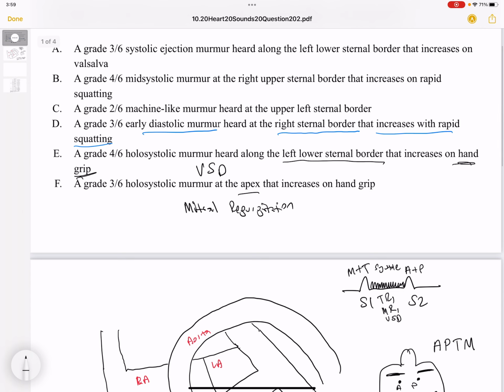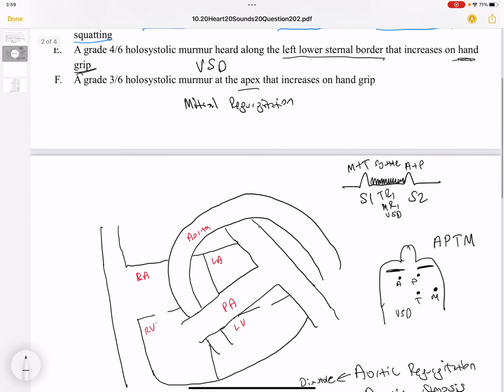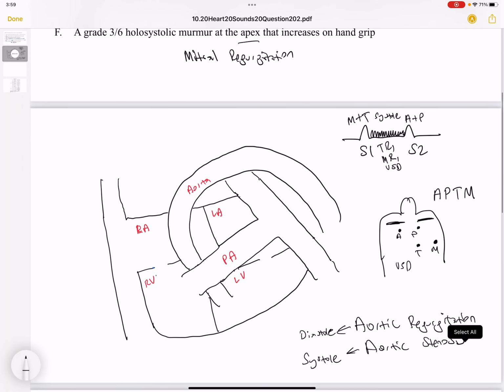The answer choice is talking about a diastolic murmur found within the right sternal border, so it is talking about aortic regurgitation. What happens with aortic regurgitation is during diastole, when the aortic valve should be closed, there is going to be a leakage of blood coming from the aorta into the left ventricle.